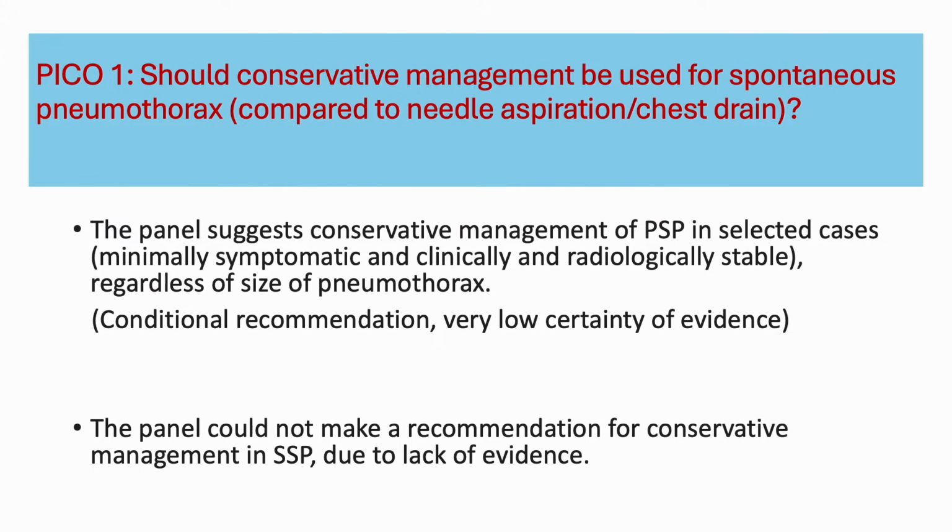So the PICO 1 question is, should conservative management be used? The answer is yes. They say that if you're looking at primary spontaneous in selected cases which are minimally symptomatic, clinically radiologically stable, you could just do a conservative management and observe them. But do you do that in a secondary spontaneous? You do not. Now this comes out of non-inferiority outcome studies in pneumothorax resolution. They say that the length of stay is less, there's better quality of life, there's no increase in adverse effects in patients who were given a conservative management, and the pneumothorax recurrence is not very high.